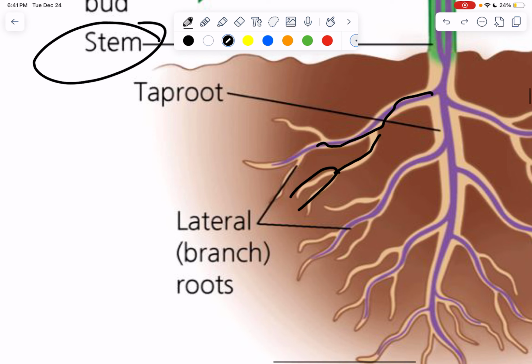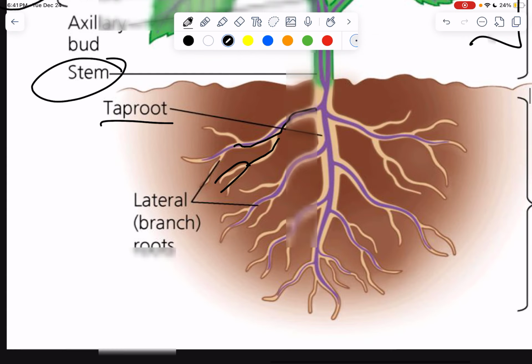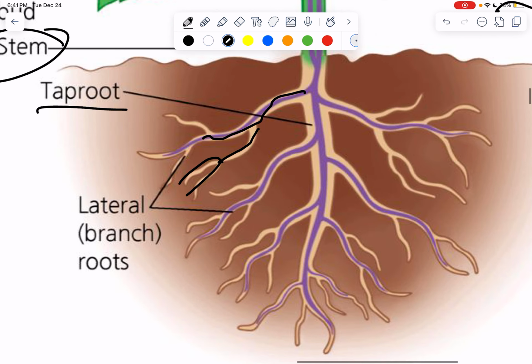That's what you call the taproot. The taproot, which usually develops from the primary root, usually serves mainly for anchoring. The lateral roots usually take most of the role of absorption, with the tips of the lateral roots doing most of it. So the taproot is mostly there to enhance anchoring.